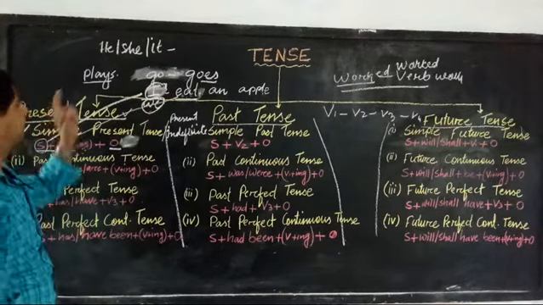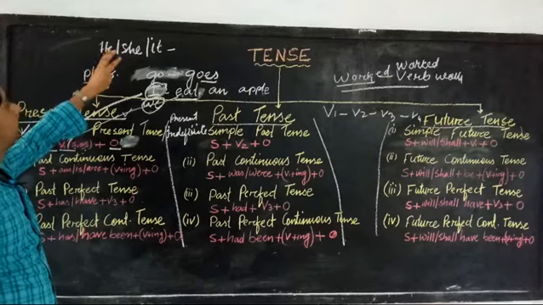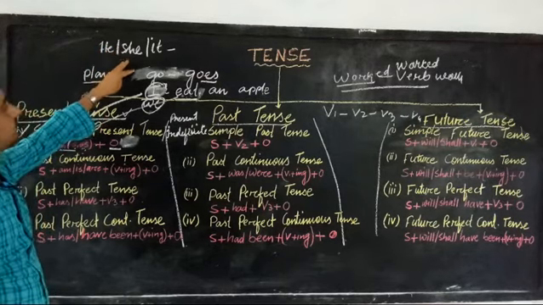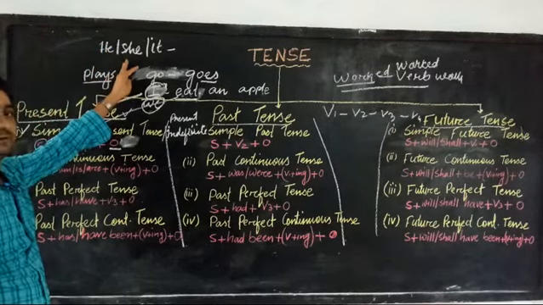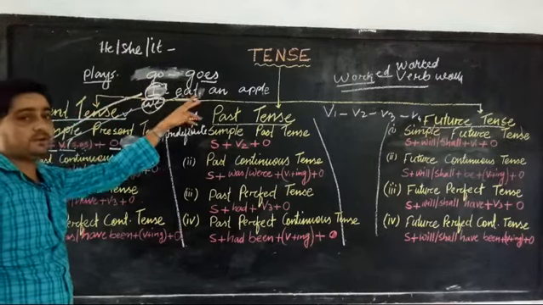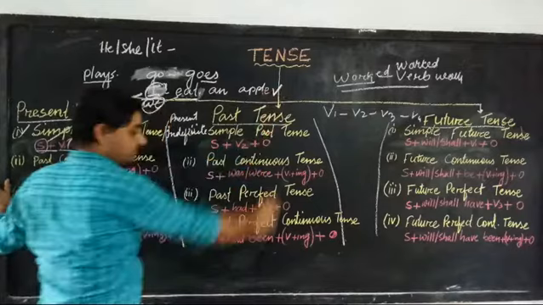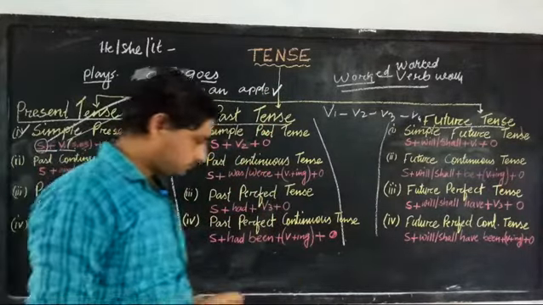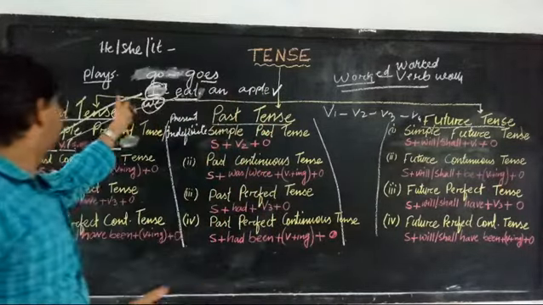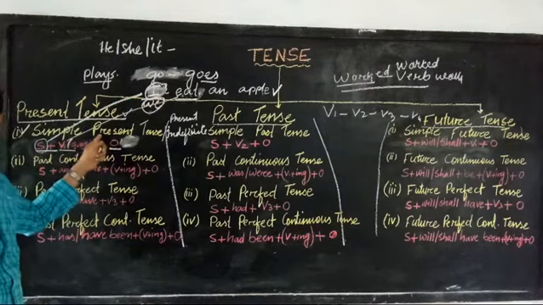But when the subject is third person singular, like he, she, it, or the name of a person, then we will use s or es in the verb. So in this way we will make a sentence of simple present tense, or simple indefinite tense.